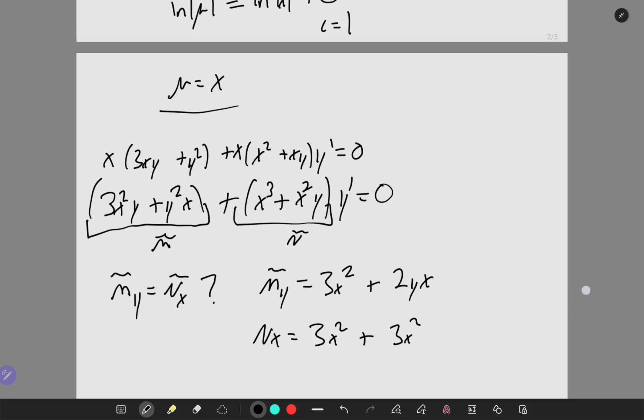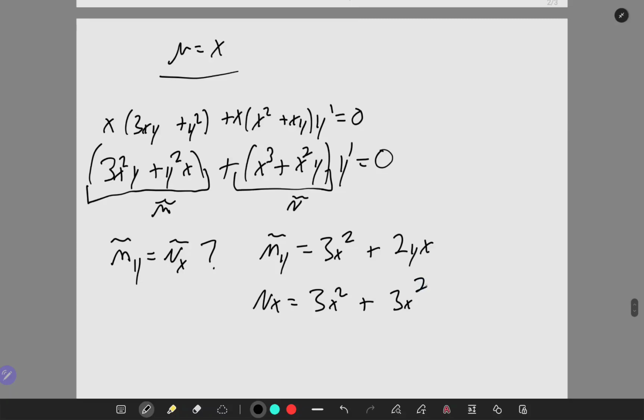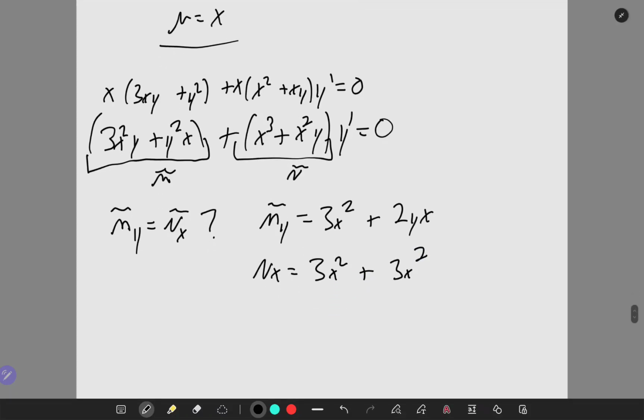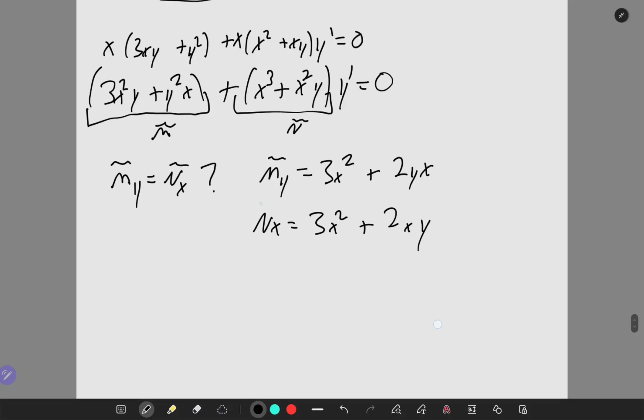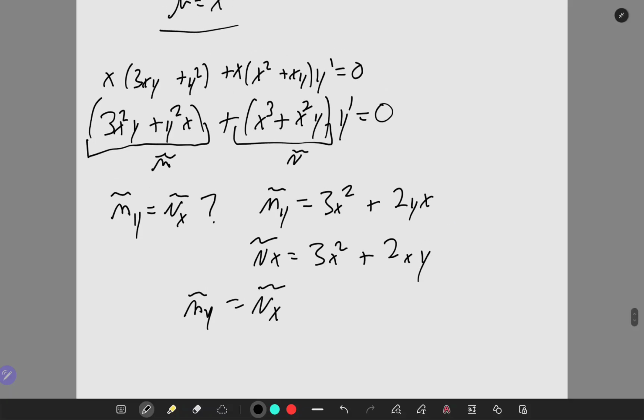X times x is x squared, right? Jeez, it's getting pretty late. I'm getting tired here. Yeah, and then that y is still there, right? That's no longer a 3, that's now a 2xy. And look at that. M tweedle y is equal to n tweedle x. It's exact. So now you're able to actually go through it.